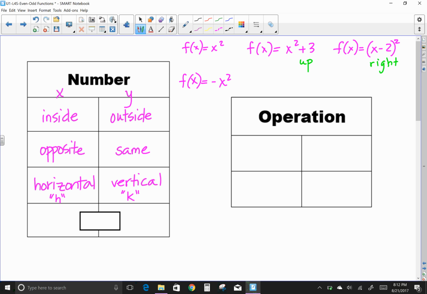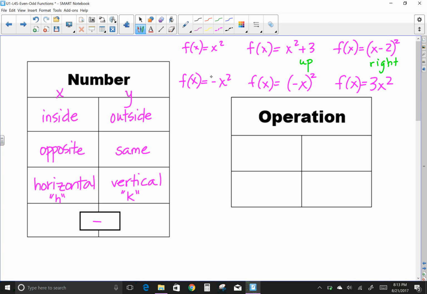f of x equals negative x squared and f of x equals negative x, parentheses, squared, and then we had f of x equals 3x squared. Okay, so looking at these first two, what's in there? We don't have a number, but what we do have that we always have to treat separately is the negative sign. So when you have a negative in there, and so again, we looked at the first graph and looked at this graph, and how are they different?